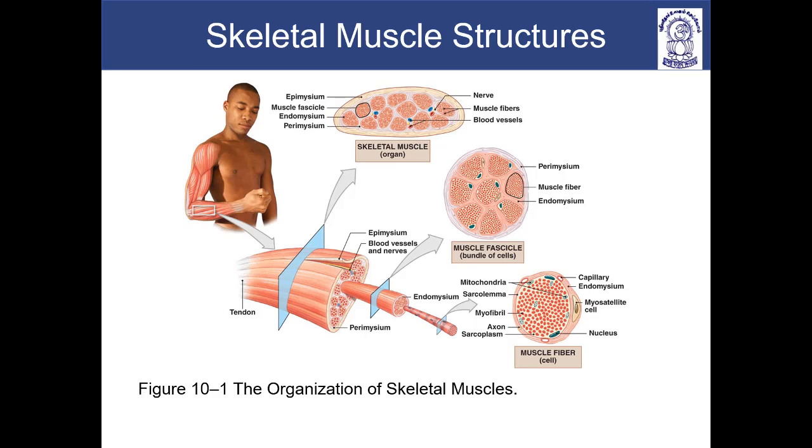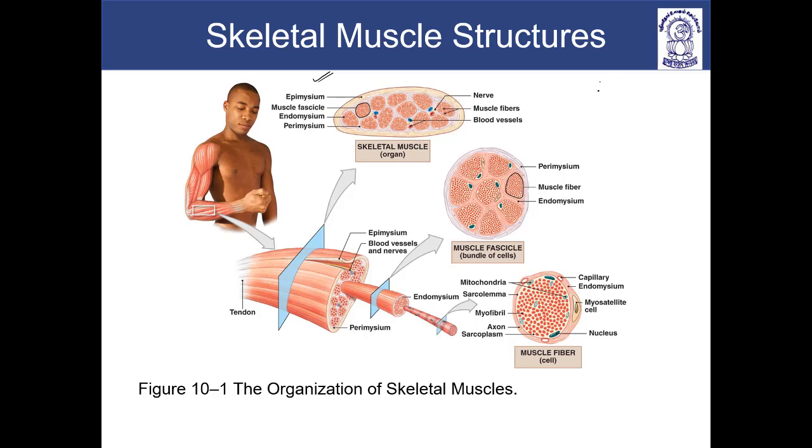These are the skeletal muscle structures. Epimysium, which is the outermost layer. These are the muscular fasciculi. The muscular fasciculus is basically a bundle of muscle fibers. Each muscle fiber is basically guarded by endomysium, and fasciculi are guarded by perimysium.